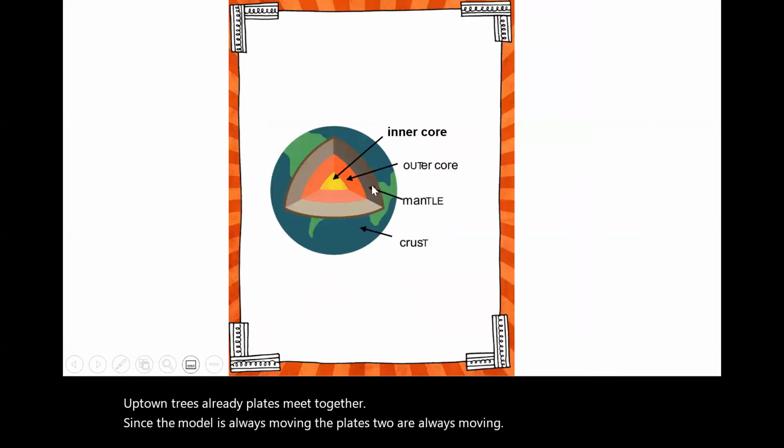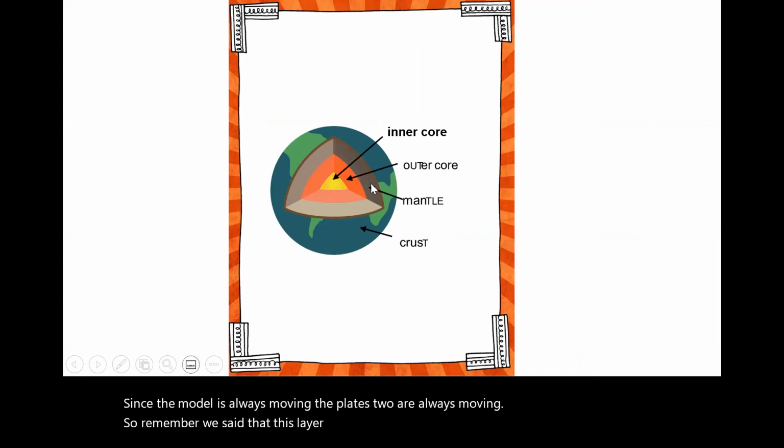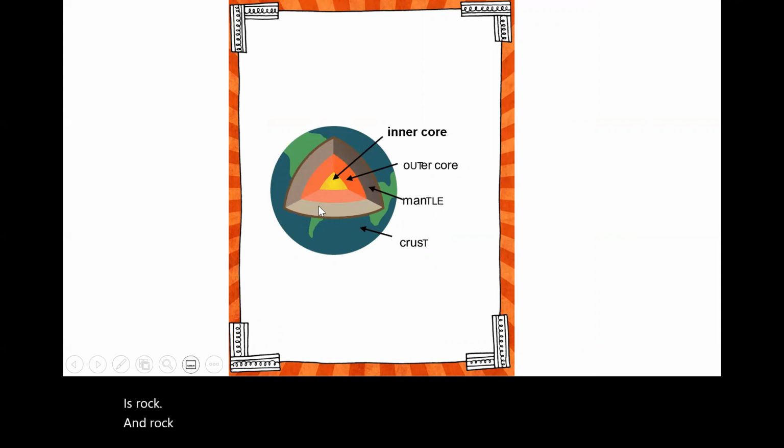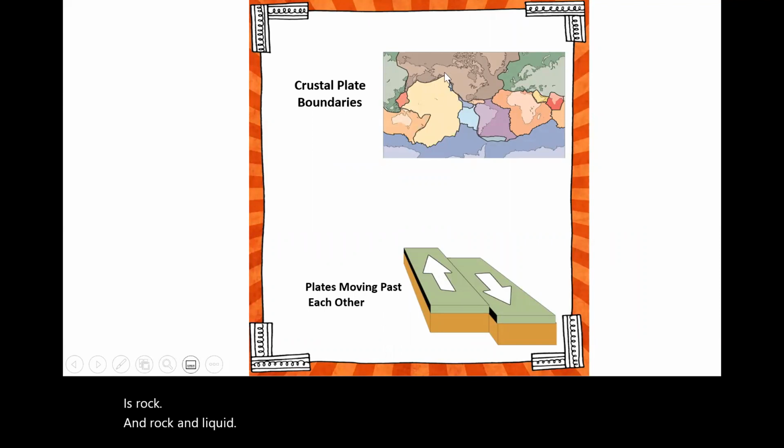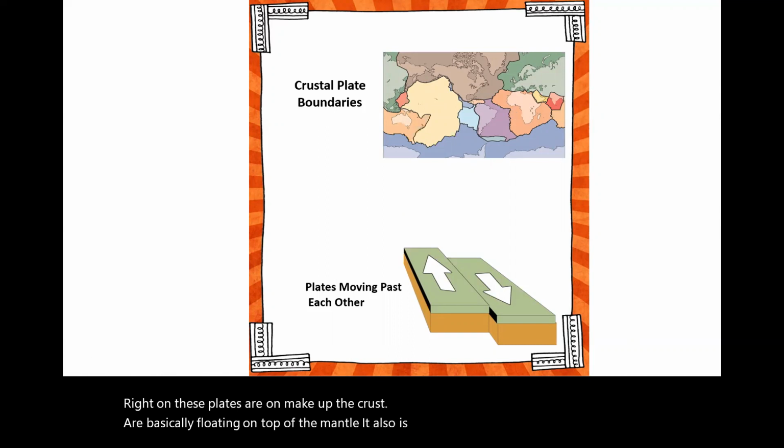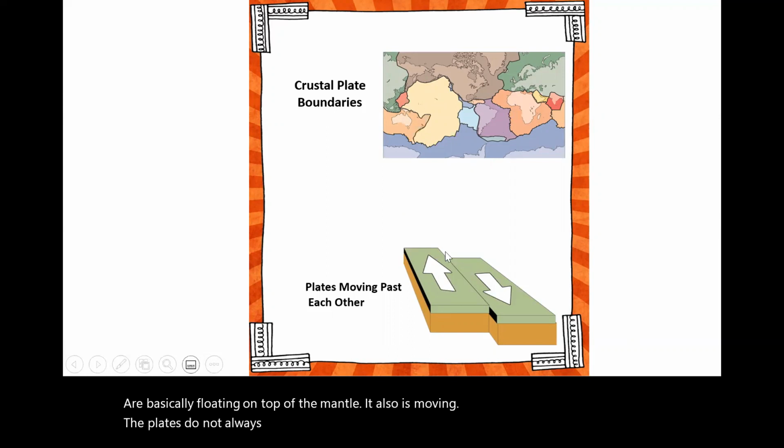So remember we said that this layer here is rock and liquid. And because the crust, and these plates that make up the crust, are basically floating on top of the mantle, it also is moving. The plates do not always move the same way. See?